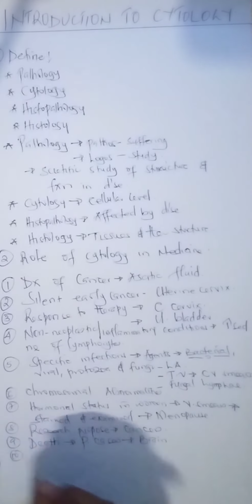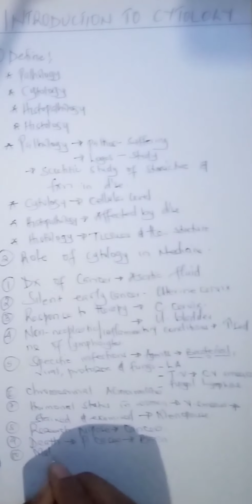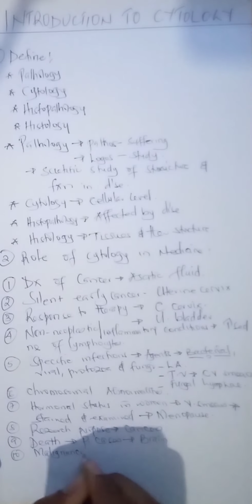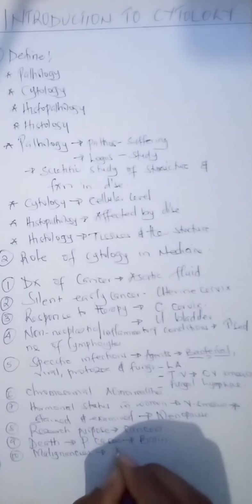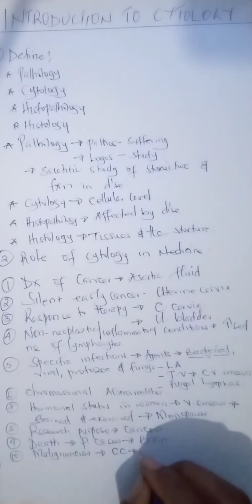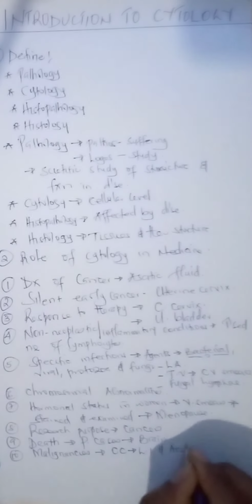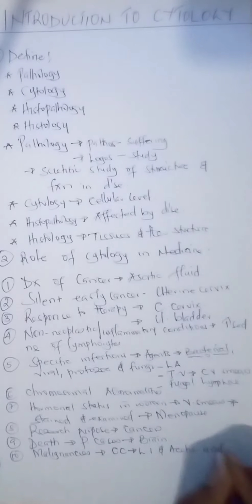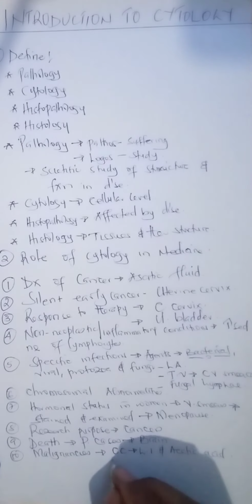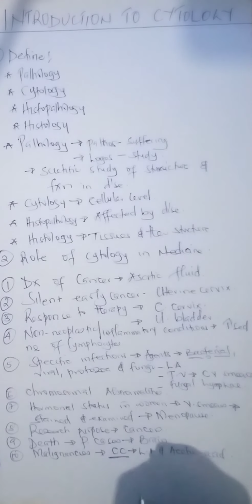Number ten, very important in screening for malignancies. So, for example, cervical cancer, we can use various techniques like use of Lugol's iodine and acetic acid to check or screen for malignancies or the cancer, and a classical example is the cancer of the cervix.